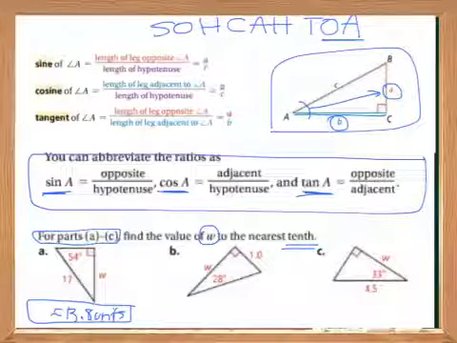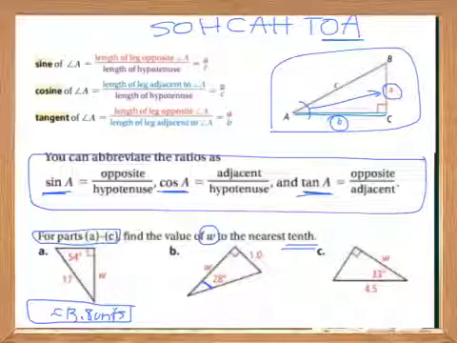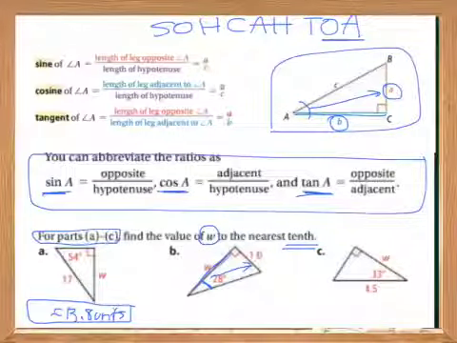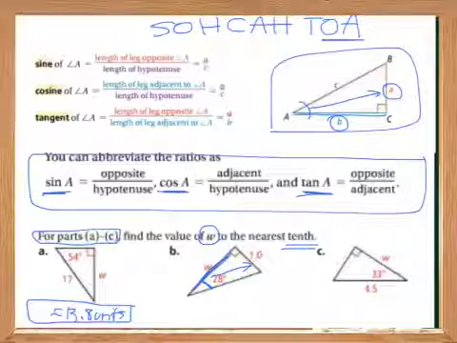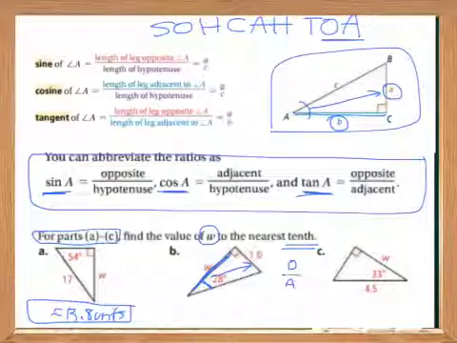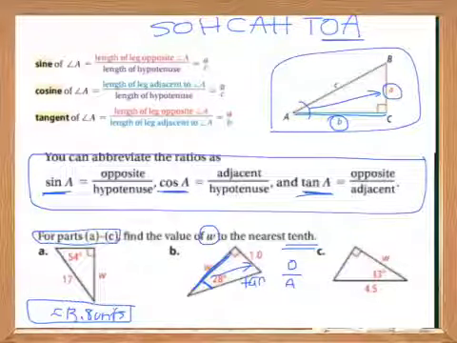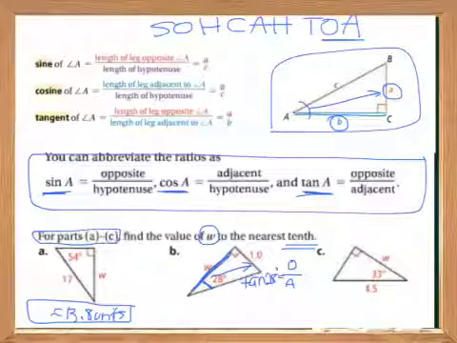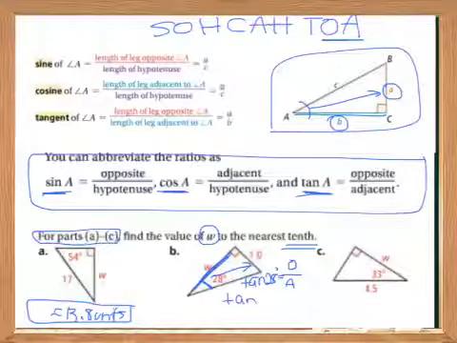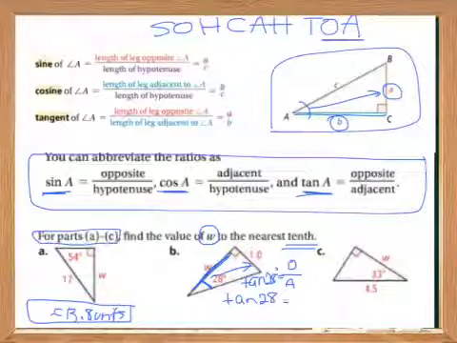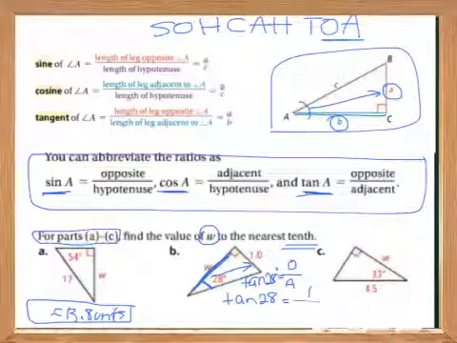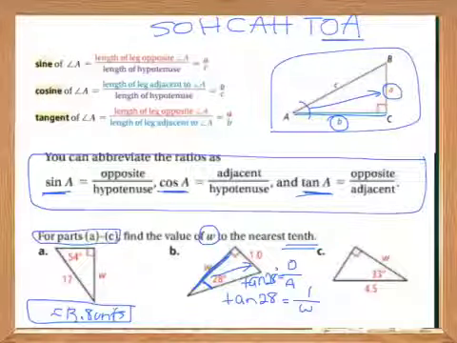Now for our next problem, we have the measure of this angle is 28 degrees. We have the side opposite it and the side adjacent to it. Well, which one has the opposite and the adjacent? That's going to be tangent. So if we do the tangent of 28 degrees equals the opposite over the adjacent, that means tangent of 28 degrees equals the opposite is 1.0, so 1, over the adjacent, which is W.